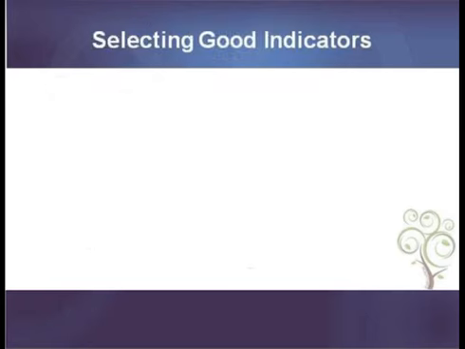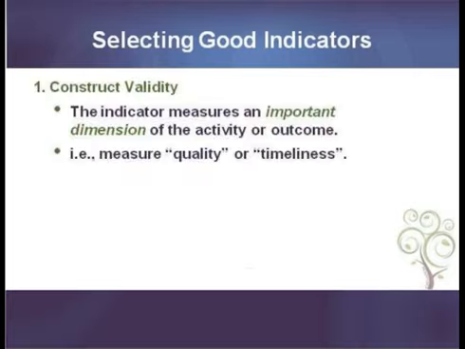Selecting good indicators. There's really 3 points I want to emphasize here. The first is what's called construct validity. Whatever the indicator is going to measure, it needs to be about that thing, not about something else related to it. So if I'm measuring quality, then the indicator needs to be about quality. If I'm measuring timeliness, the indicator needs to be about timeliness.